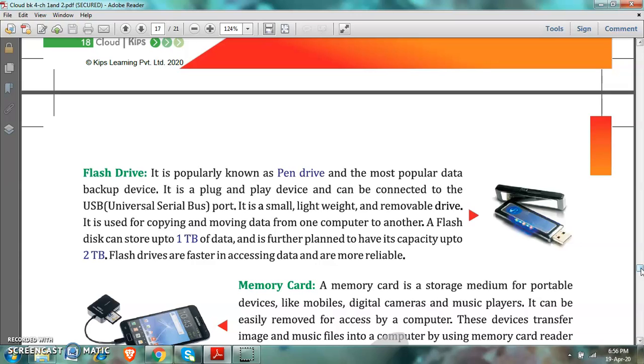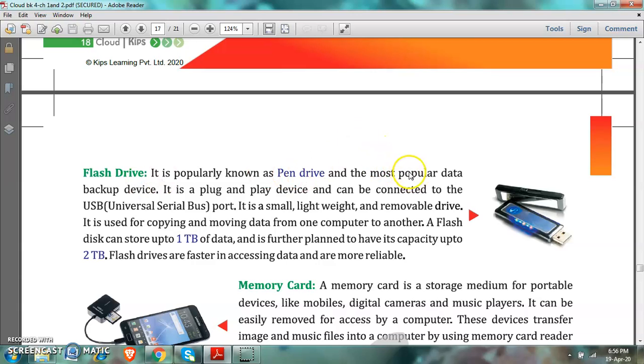Now come to the flash drive. It is popularly known, children, in these days as a very common device, the pen drive. Everybody is familiar with this pen drive or flash drive. Pen drive and flash drive both are the same. Here is the new concept for you, that a pen drive is also known as a flash drive. You can use the term flash drive in place of pen drive too, because they are both the same.